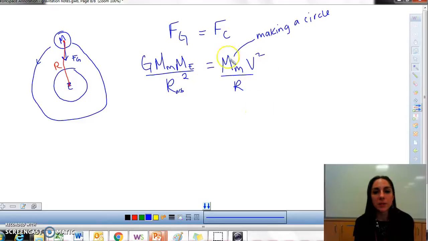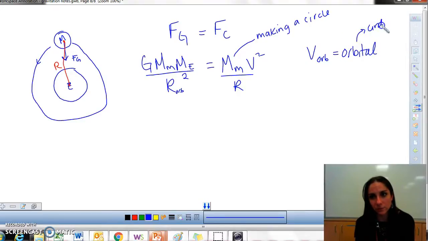So notice that if we set these equal to each other, we can get the orbital speed. How fast is this going? So v is going to represent the orbital speed, because orbit is basically the circle, if you will, and speed just tells us how fast. So let's solve for it.